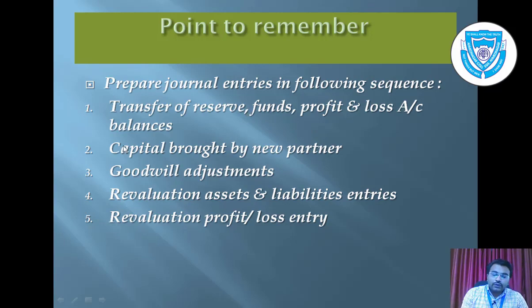Second entry, the second thing you will write in your journal entries, is capital brought by new partner. Whatever the amount of capital brought by new partner, that is the second in the sequence for passing journal entries. Then there is a goodwill adjustment you will find in the adjustments. It might be the second adjustment or third adjustment. You will make all those entries in your journal entry columns. Then revaluation of assets and liabilities comes in the fourth sequence, fourth rank. So you will make the revaluation of assets and liabilities entries, and finally you will find out the revaluation profit or loss. That journal entry will be passed at the end. So these are the sequences you must remember. You have to keep all these sequences in mind and pass the journal entries accordingly.